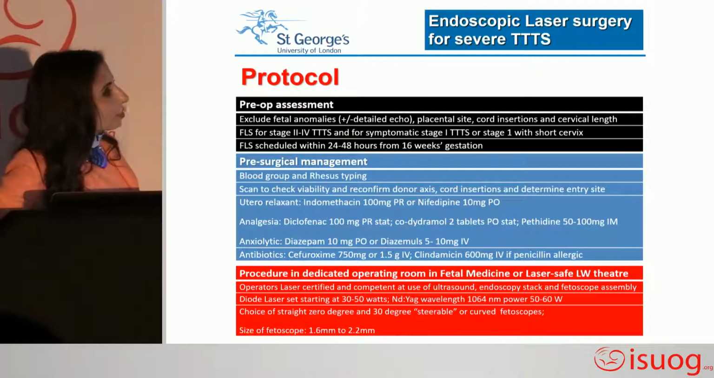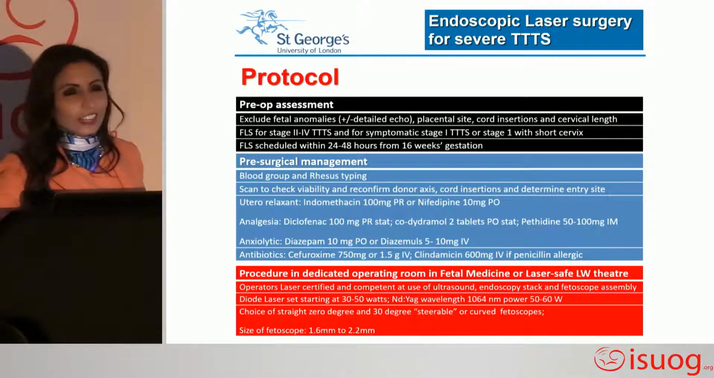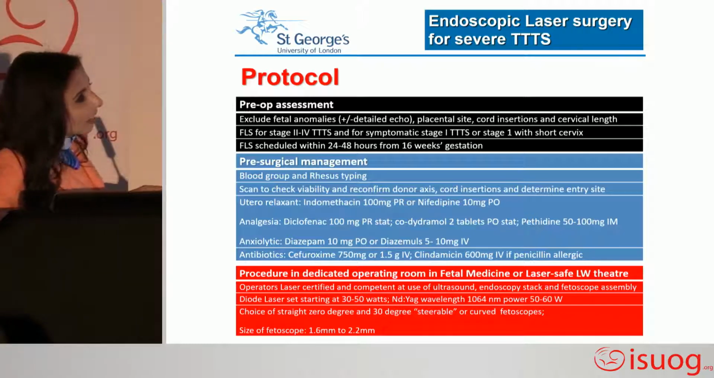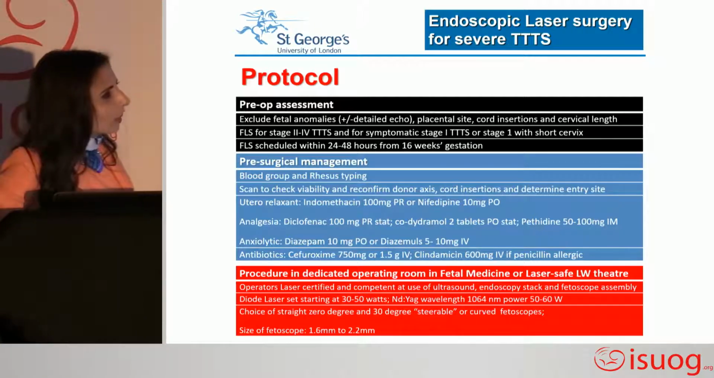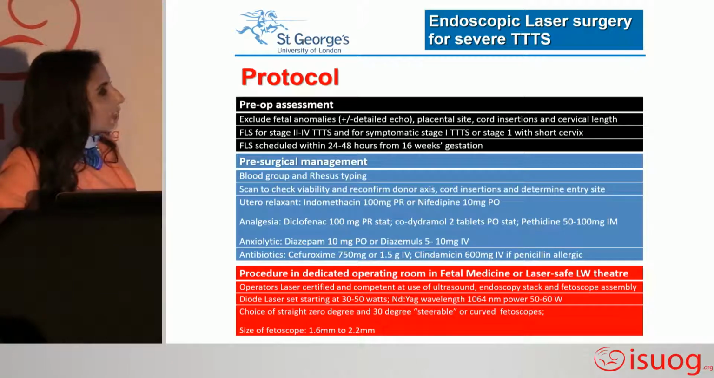We tend to give, in some hospitals, tocolytics, and there are different regimes. Some people use indomethacin, 100 milligrams PR, or nifedipine. We tend to use a GTN patch. Analgesia, of course, we give the woman analgesia, such as co-dydramol or other types. We also tend to give diazepam, and then we give antibiotics, usually cefuroxime.